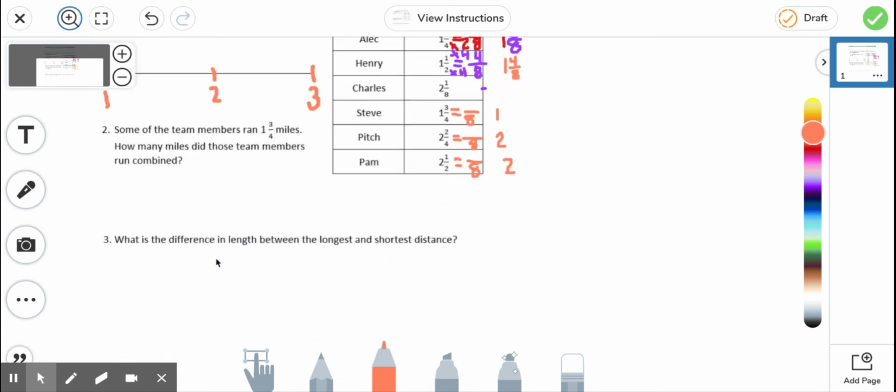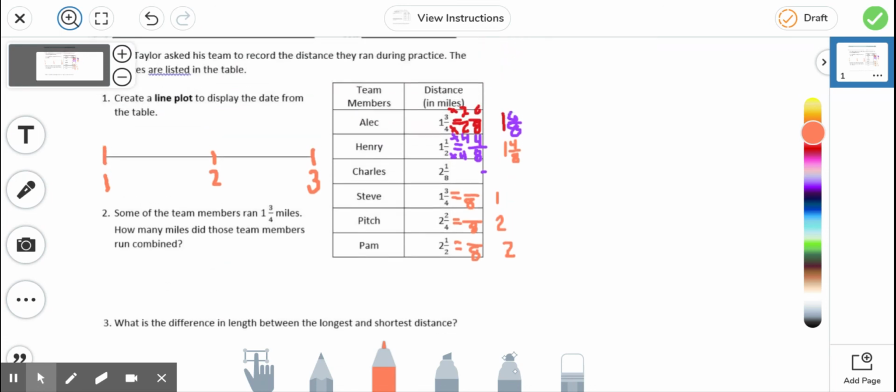Then it's asking you a question here. It says some of the teammates ran 1 3/4 miles. How many miles did those team members run combined? So you have to find the team members that ran 1 3/4 miles, or whatever the equivalent fraction is to 1 3/4 miles, and then you're going to combine them. Using what we know about math keywords, combined is going to tell us to add. So you're going to have to add up the total distances of all the people that ran 1 3/4 miles.